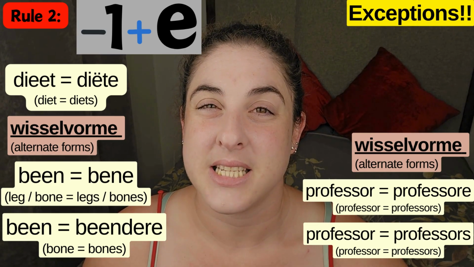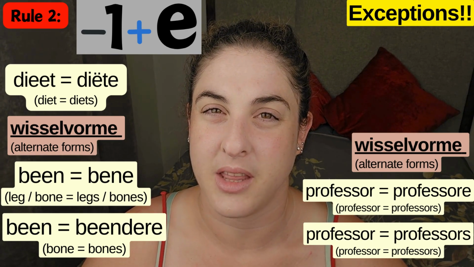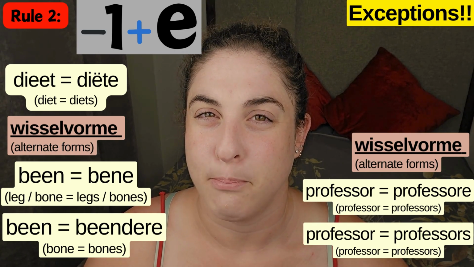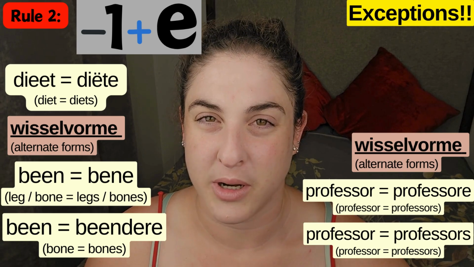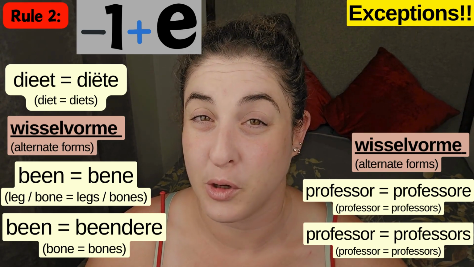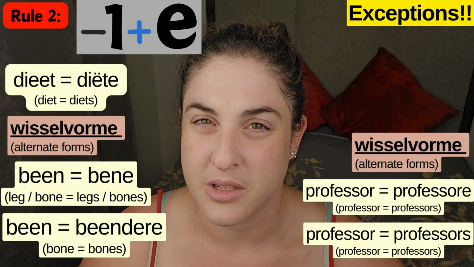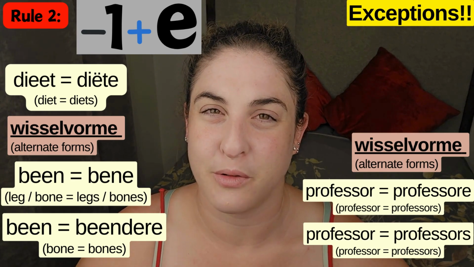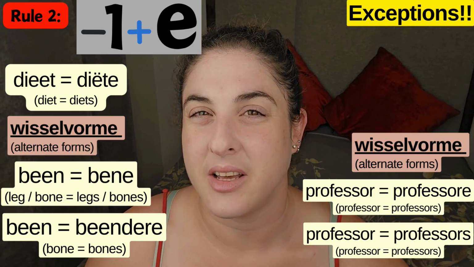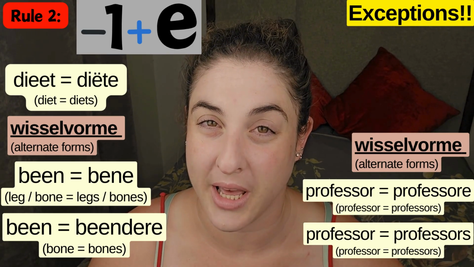But then the second one, just beneath that one, is been in the singular, and then beendere in the plural. And that one, if you're going to go with the plural beendere, means bones of the skeleton or bones of the body. And then in its plural, it is beendere, which refers to bones, but not to legs.